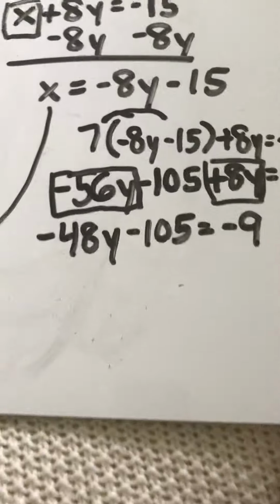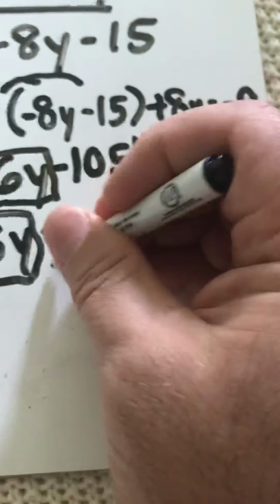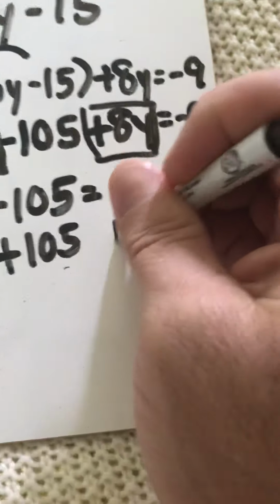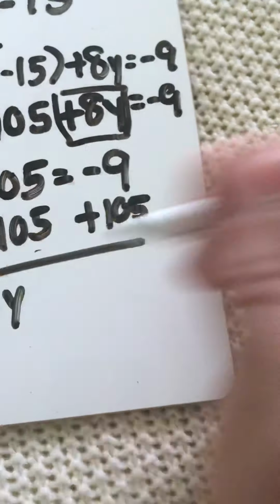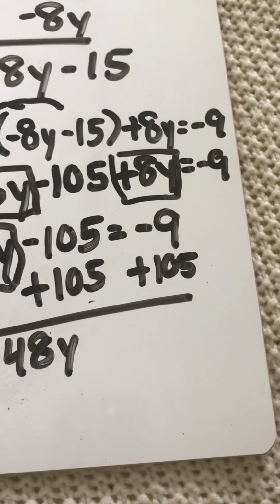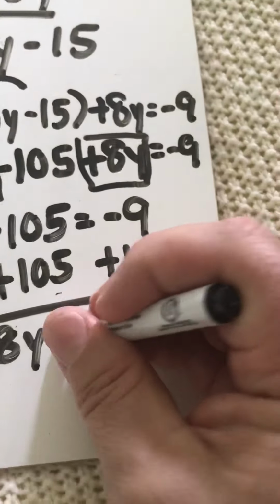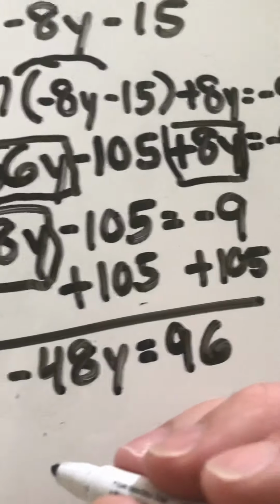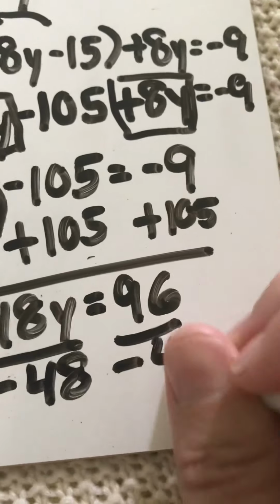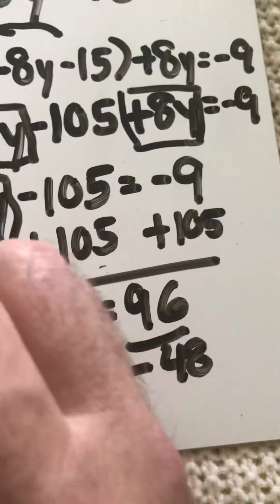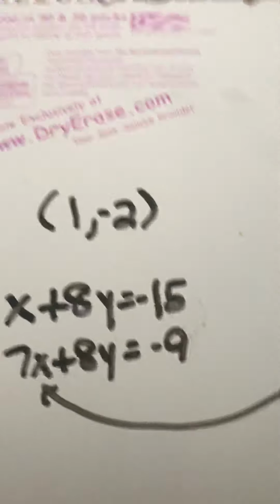Okay, and then, sorry for the shaky camera. Then from there we're going to solve for y. We're going to add 105 to both sides. Negative 48y, and then negative 9 plus 105 would be 96. And we just divide by negative 48. And we can see we're going to get the same value, y is equal to negative 2, and when we plug it back in, we'll get our solution, 1, negative 2.